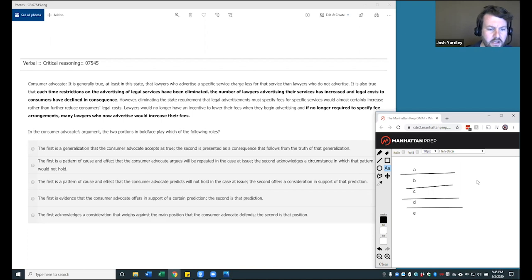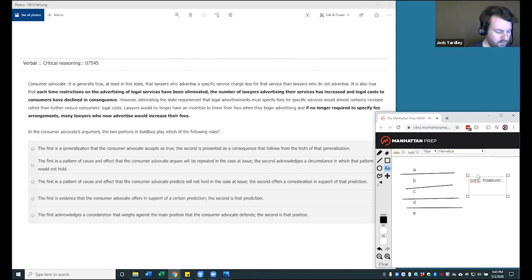However, we're pivoting here, eliminating the requirement will almost certainly increase consumer costs. That previous sentence said it was going to decrease it, so that's a conflict there. And then we give some reasons why we're going to increase costs. So the conclusion, I'm going to pick up the conclusion first, and the conclusion is that sentence that starts with, however, the advocate thinks that eliminating these requirements will increase costs.